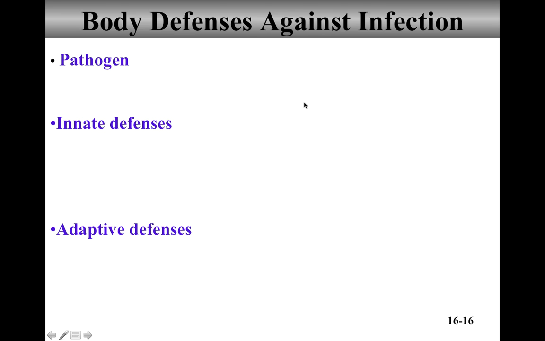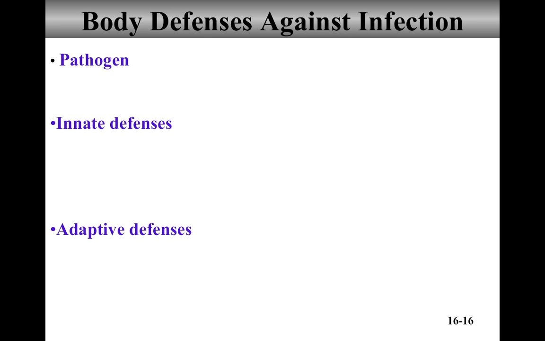All right, so lymphatic system part two, body defense against infection. A pathogen is any disease-causing agent, so anything that can cause disease. So it could be bacteria, viruses, parasitic worms. Our innate defenses are general defenses. So innate defenses protect against a variety of pathogens.